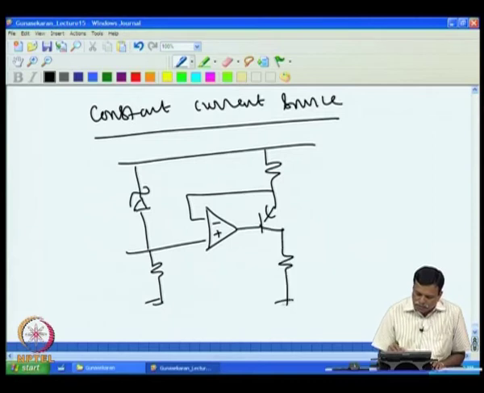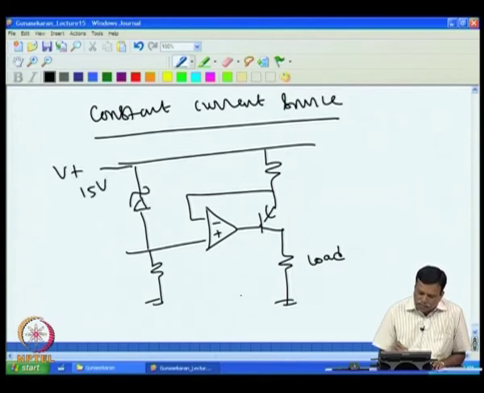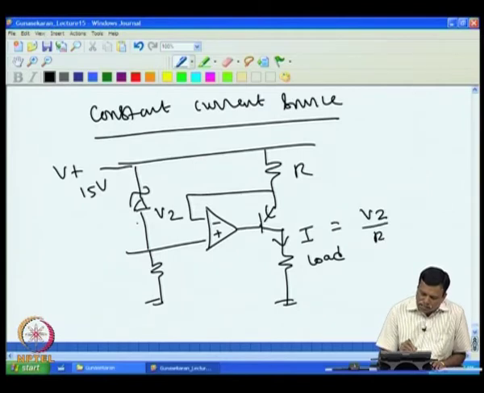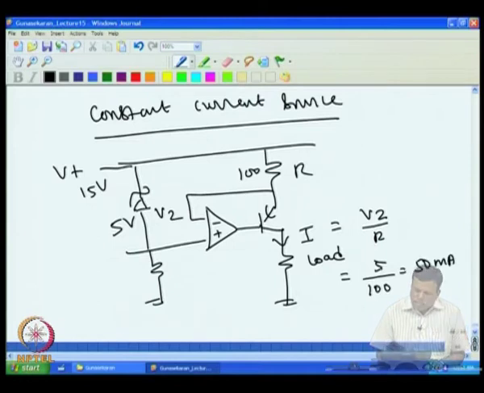This is a load, and this is a supply V plus, say 15 volt we are given here, and the ground is given here, and this is the load. So, if you find the current through this, it is actually given by V Z by R, where V Z is a Zener voltage. For example, if I put 5 volts Zener here and if I put 100 ohms here, then the current I would be 5 volt divided by 100 ohms, that will be 50 milliampere current. So, this is a constant current source of 50 milliampere.